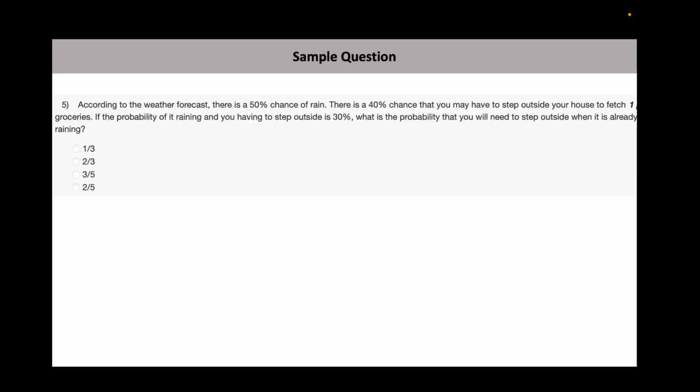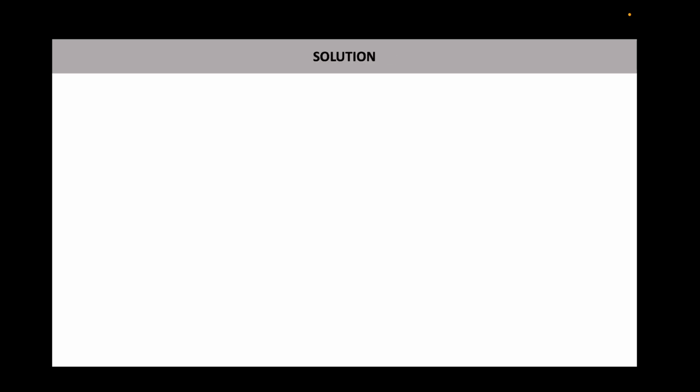Okay, so let's try to solve this question. Again, it is simply the question of probability that we have previously learned. So let's just take two events. Let your event A be the event of raining, and let your event B be the event of stepping outside.